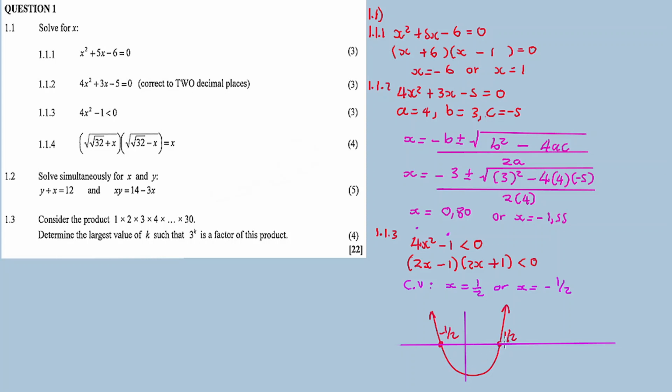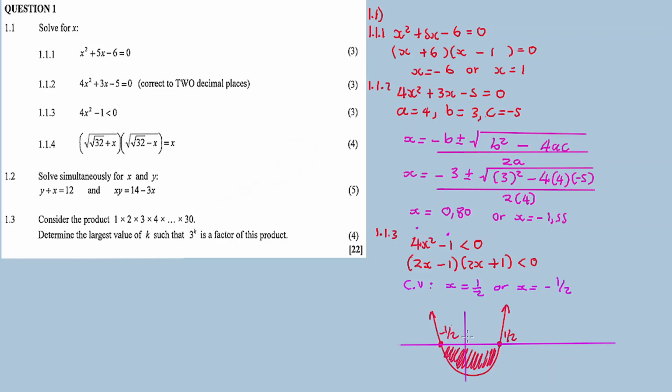You just plot these critical values, which are the x-intercepts. Then you check the inequality sign. The inequality sign says what? Less than. So the solution here is inside the curve, right?